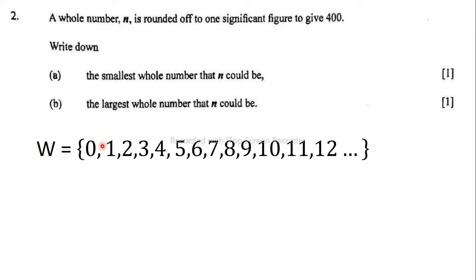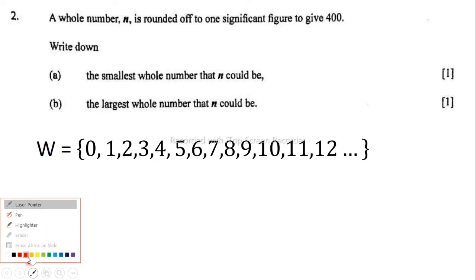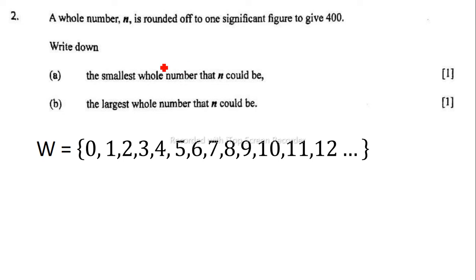Anyway, so, yeah, that's the whole number. A whole number n is rounded off to one significant figure to give 400. Write down the smallest whole number n could be. Write down the largest whole number n could be. Okay, all right, so let's think about it. It's rounded off to one significant figure to give 400, so there are multiple numbers that could do that.